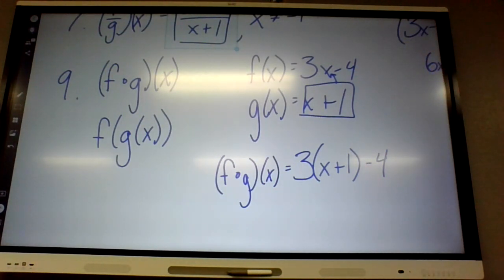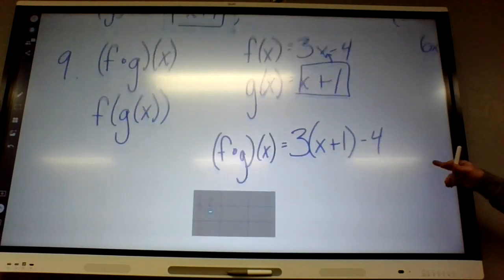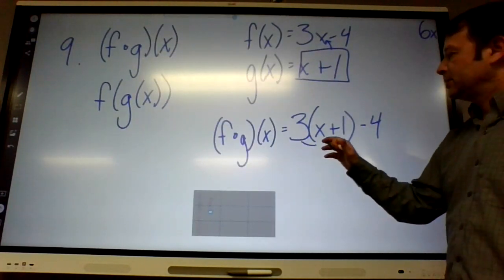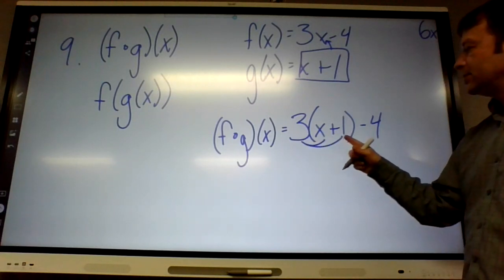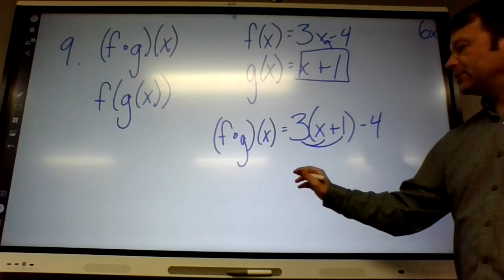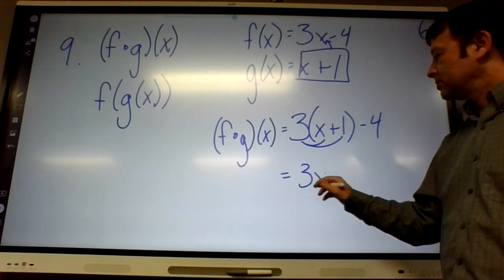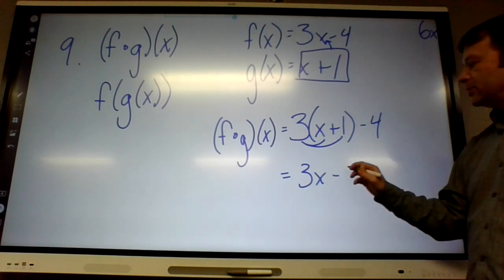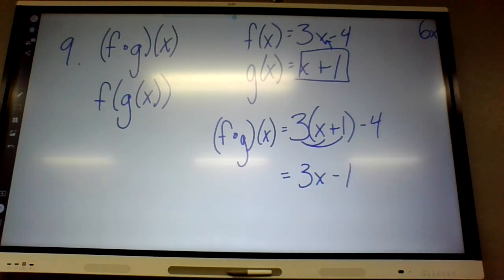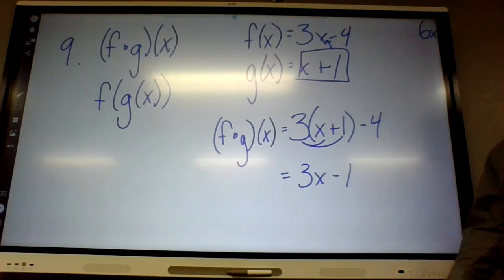You can simplify it a little bit. So 3x plus 3 minus 4. Right. 3x plus 3. What's 3 minus 4? Negative 1, right? So yeah, it does simplify a little bit.